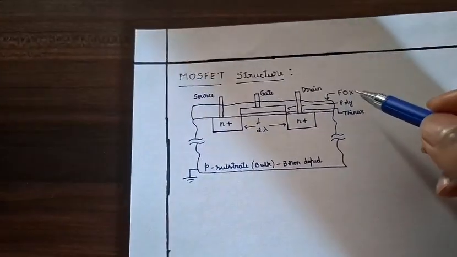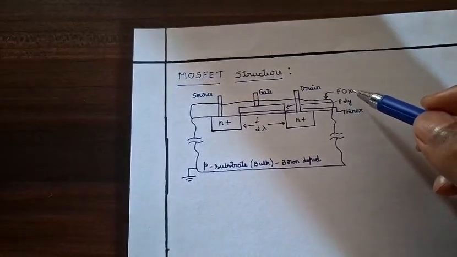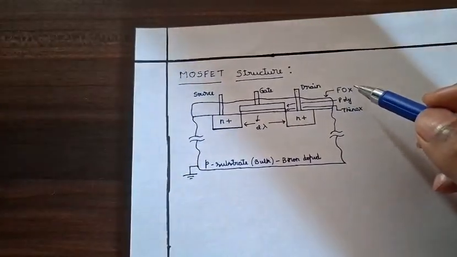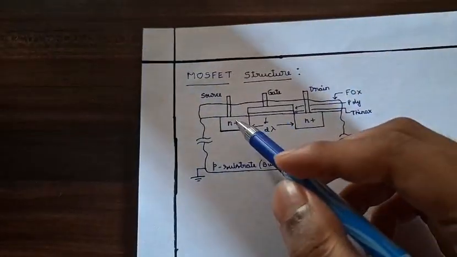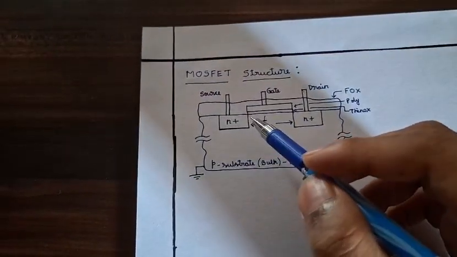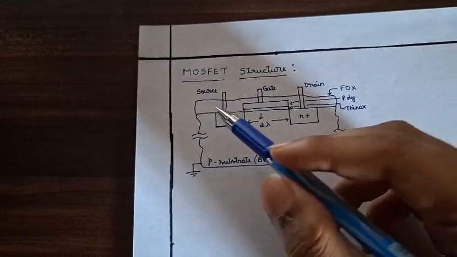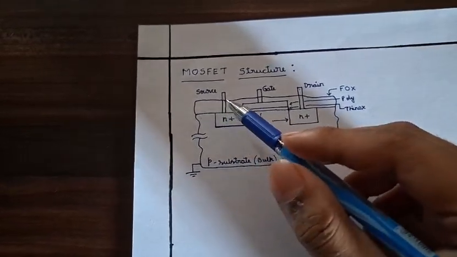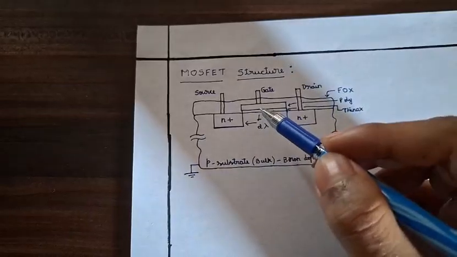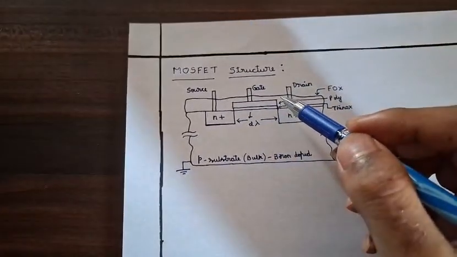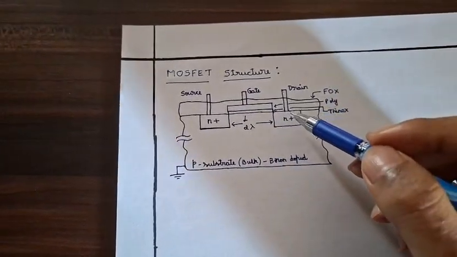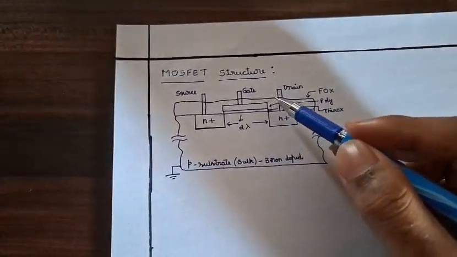This is the FOX, that is field oxide. The field oxide is surrounding either side of the N plus, as we can see here, and either side of the polysilicon, that is the gate that we can see here, and on either side of the drain, as we can see here.